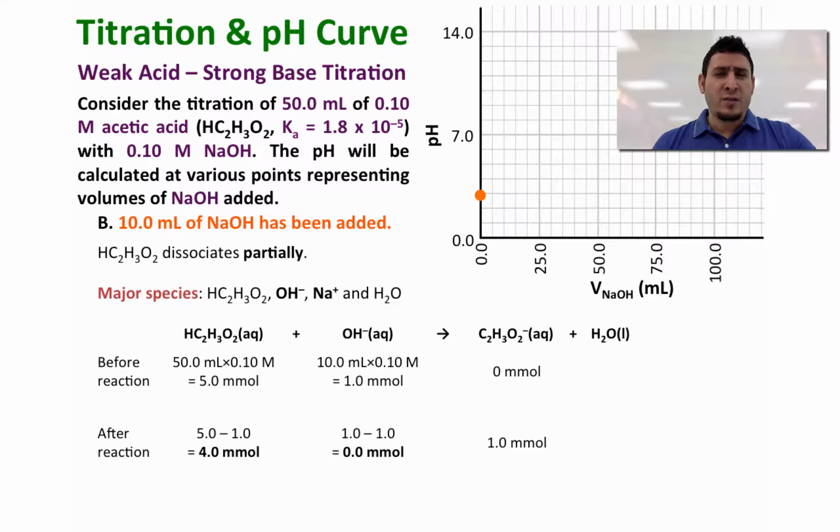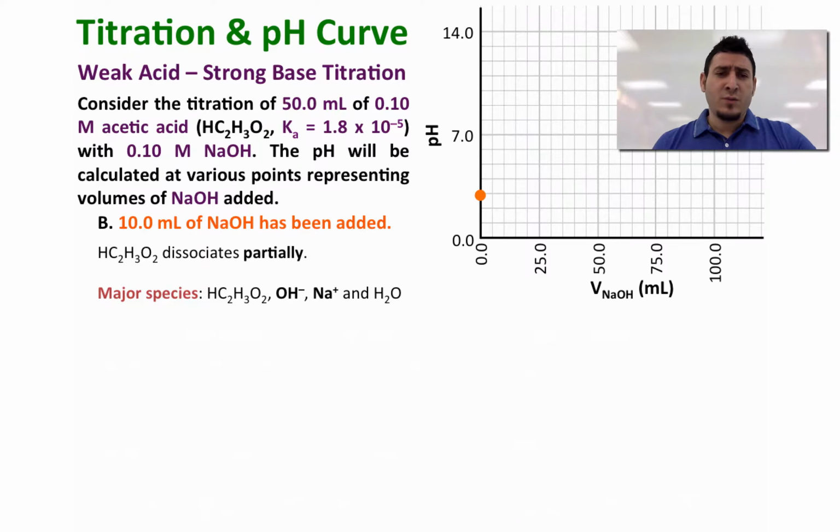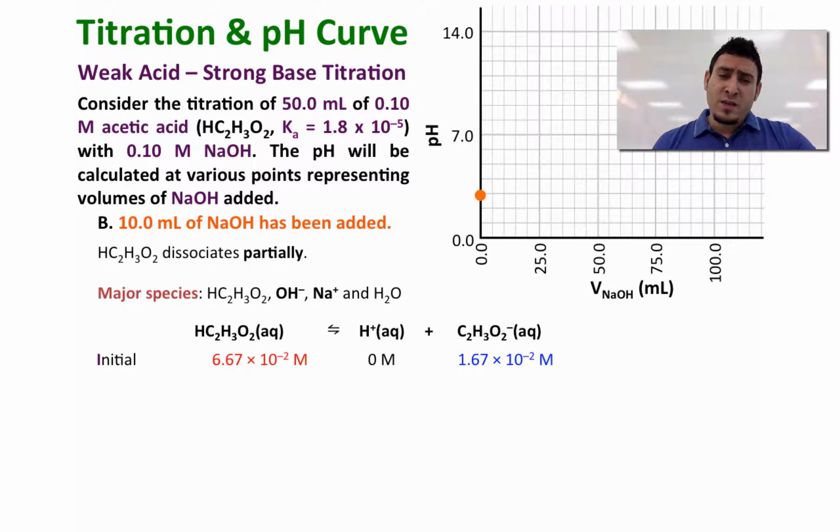So now I can calculate the concentrations of acetic acid and acetate, and these will be the initial concentrations that I will be using in the equilibrium problem. So now if I write the equilibrium, initially I use the initial concentrations that I found earlier, so I have 6.67 times 10 to the power minus 2 molar of acetic acid and 1.67 times 10 to the power minus 2 molar of acetate.